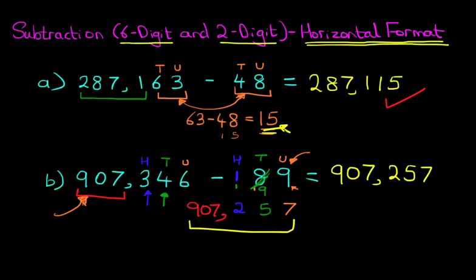Now we've got to give ourselves a nice big tick. So that is subtraction of a 6-digit number and a 2-digit number using the horizontal format.